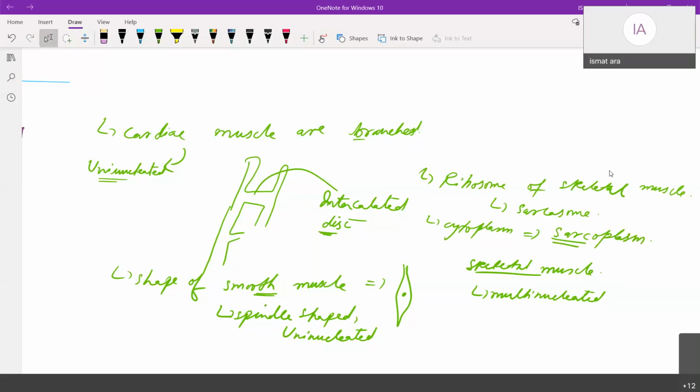What is sarcolemma? Plasma membrane of skeletal muscle. And the basic contractile unit of skeletal muscle is sarcomere. Okay.